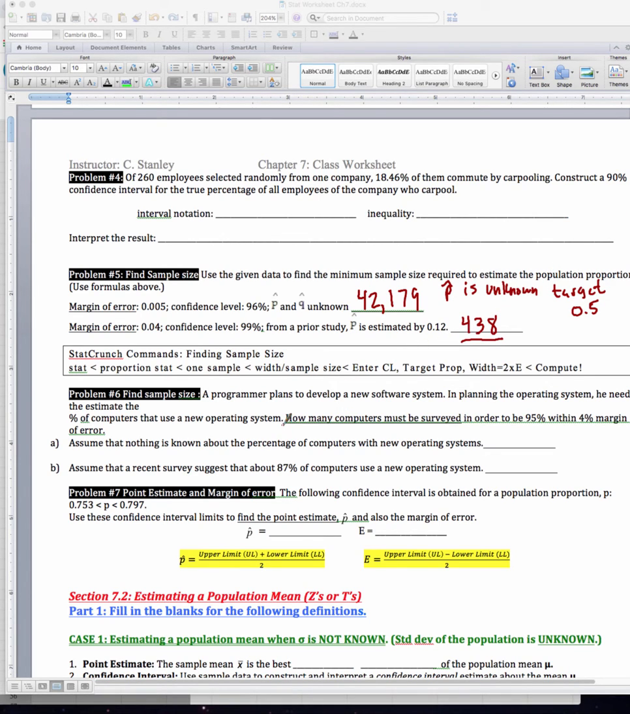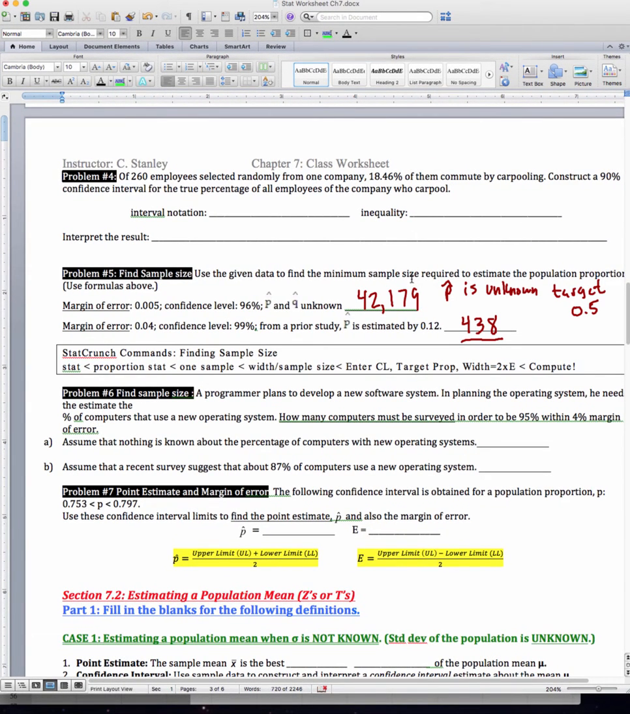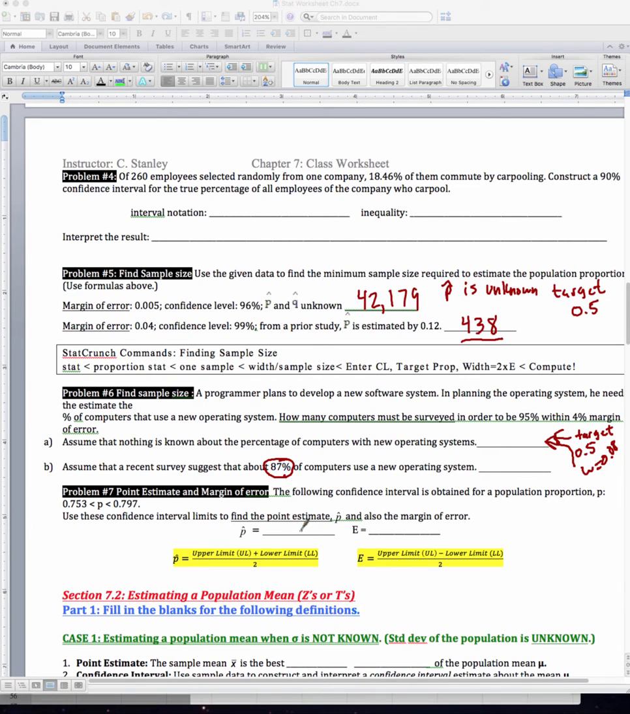Okay, let's do another one of these. Actually, you guys could do this one. It's just similar to number 5. This just puts context to it. So I'll just give you a little hint. This one, nothing is known about the target on this one. The target is 0.5 on this one. The width equals 0.08 on that one. Okay, here's your target on that one, and your width is still 0.08. That's how you do that one.